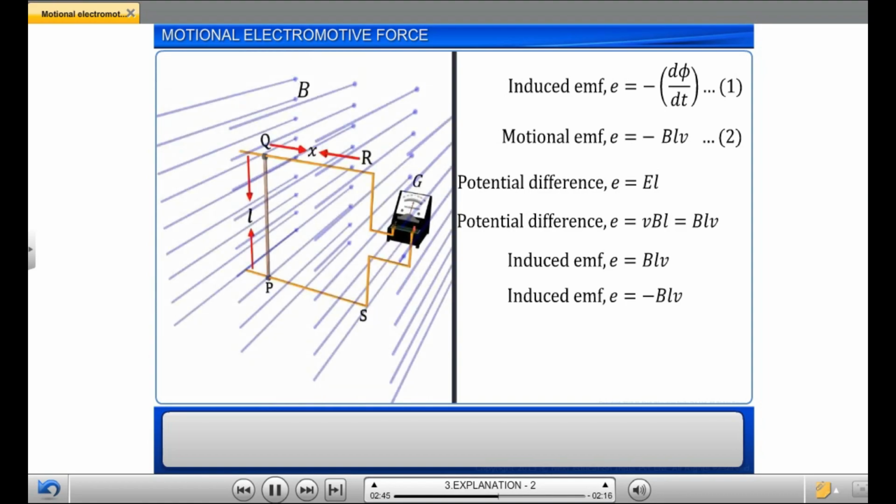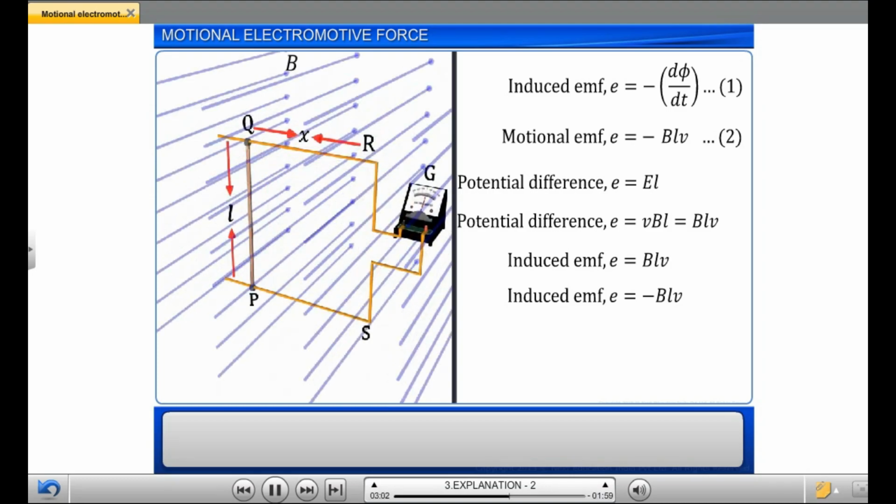Due to the induced EMF, an induced current flows in the closed loop PQRS, and the current can be detected by the galvanometer. This induced current flows along the path QRSP. This equation for the motional EMF derived in this manner is the same as the equation 2 which we derived earlier.